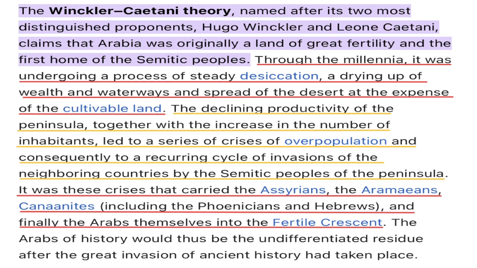So again, Semitic populations were in the Arabian Peninsula, but they began to move because of various crises, such as the peninsula becoming more of a desert, and because of overpopulation and various other incidences. So it says, it was these crises that carried the Assyrians and the Arameans, the Canaanites, including the Phoenicians and Hebrews, and finally the Arabs themselves into the Fertile Crescent. So again, this is a migration from Arabia into the Levant and the Fertile Crescent.